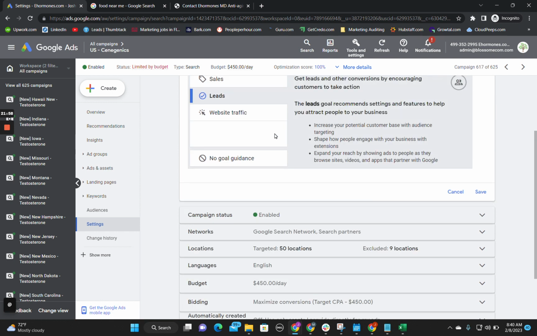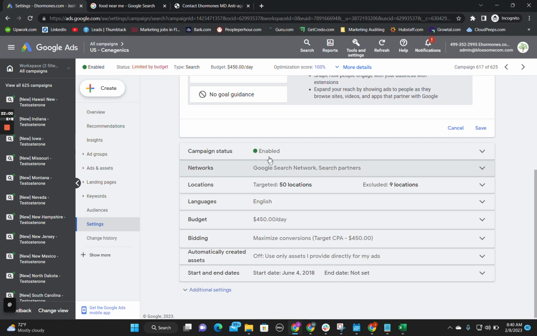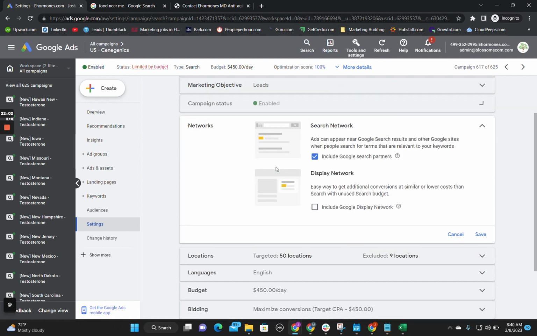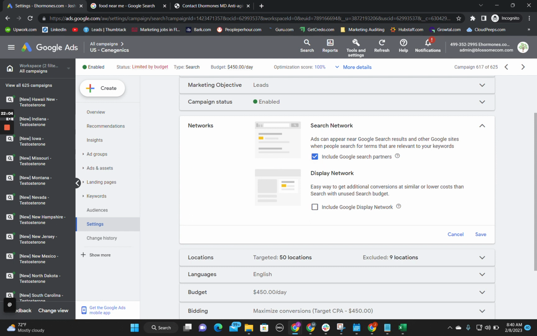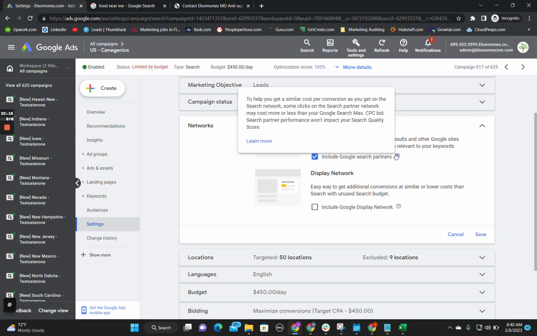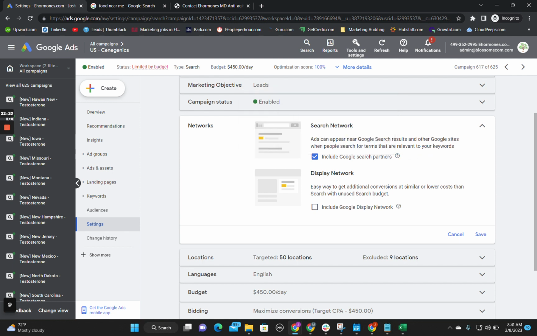We're here, marketing objective leads. This is good. Search network. This is usually not good to have on there. So what is search network? Ads can appear near Google search results, Google sites, where people can see relevant keywords. So it can show up in like a Gmail, it can show up on news sites, it can show up in all these other areas other than Google search.